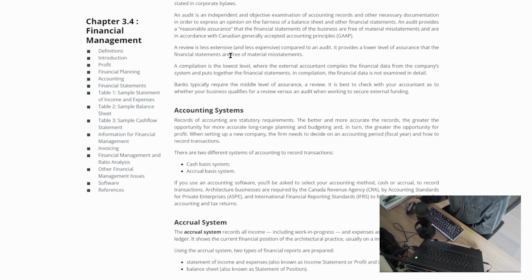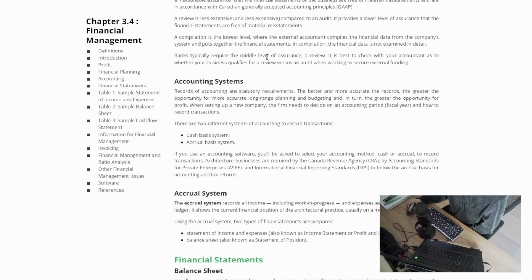A review is less extensive and less expensive compared to an audit. It provides a lower level of assurance that the financial statements are free of material misstatements. A compilation is the lowest level, where the external accountant compiles the financial data from the company's system and puts together the financial statements. In compilation, the financial data is not examined in detail.